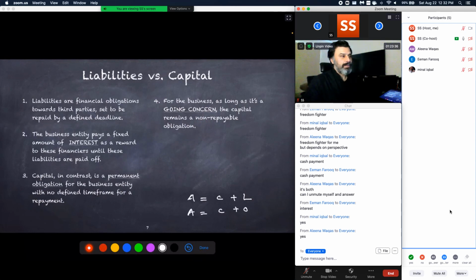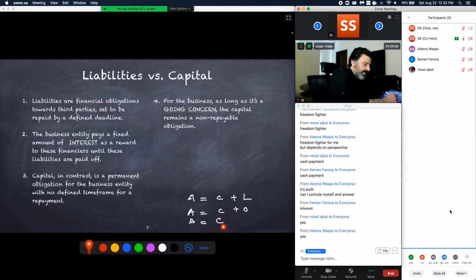Assets equals capital plus zero liabilities, or no liabilities at all, right? So in this case, what will happen? Your assets are going to be exactly the same as your capital. If I ask you, the business entity, to repay your capital, this capital factor needs to be brought down to zero. If capital goes to zero, then the assets have to be zero at the same time.